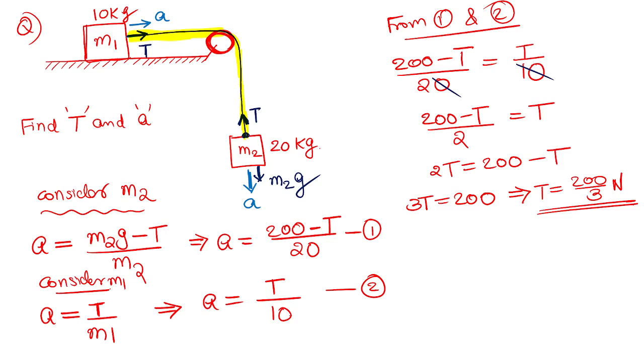Tension is the force acting along the rope, along the length of the rope. Then I want acceleration also. Either use the first one or the second one. The second one is much easier to use. Acceleration equal to T by 10. T is 200 by 3, so 200 by 3 by 10. The 10 cancels. Acceleration equal to 20 by 3 meter per second square.